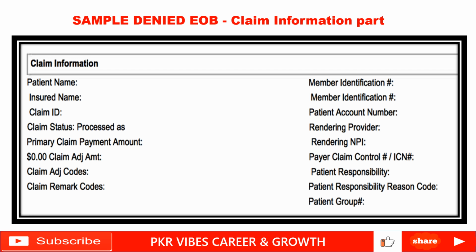Sorry for that. And patient responsibility, we know PR1, PR2, PR3. That information also we will see in the claim information part. I mean, the patient responsibility reason codes PR1, PR2, PR3 will be given based on the patient responsibility applied. And the patient group number we will also see on that denied EOB claim information part.